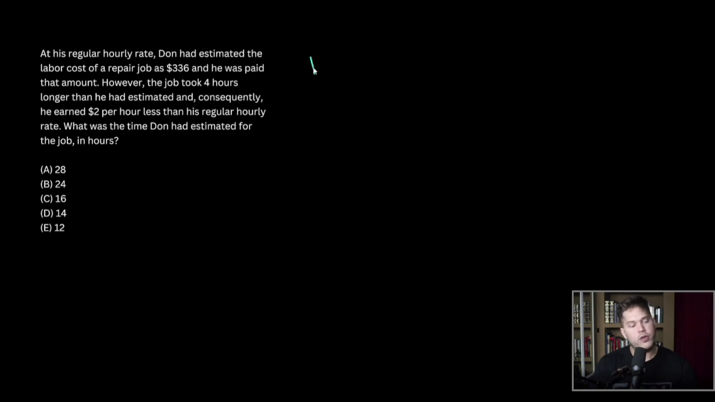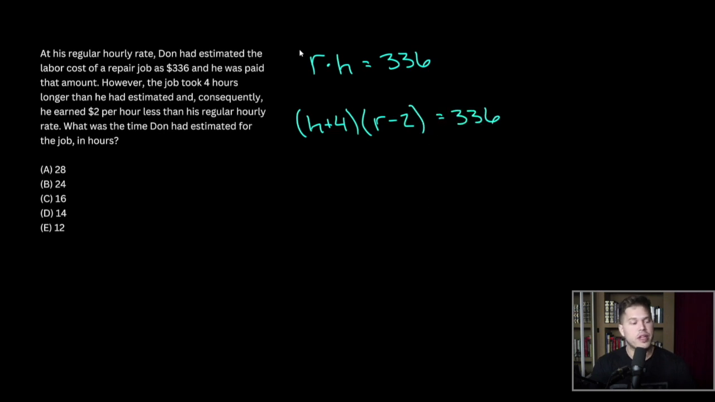So we know that Don's rate times the number of hours he expected to work would equal $336. However, the number of hours it took for the job was 4 more than expected, and as a consequence, the rate at which he was paid was $2 per hour less, but he still took home $336. So now let's solve this system of equations.